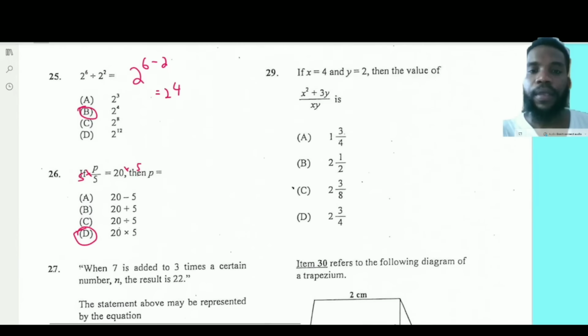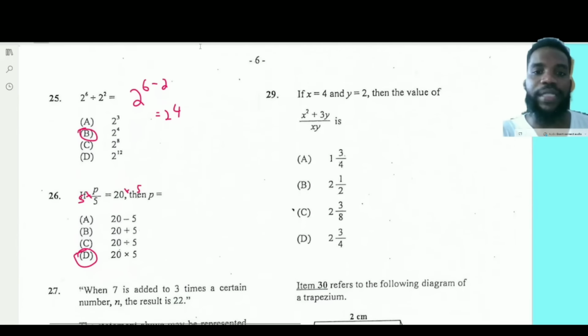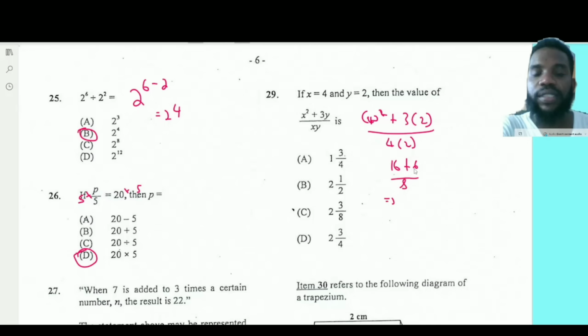Alright, question number 29. Let's see. It says if x is equal to 4, y is equal to 2, the value of. So I simply just need to replace x and y by what they are. X is 4, so I'm going to have 4 squared plus 3y, which is 3 times 2, all over xy, which is 4 times 2. We have to do index first. Now 4 squared means 4 times 4, which is 16. 3 times 2 is 6 over 8. Now 16 plus 6 is 22 over 8.